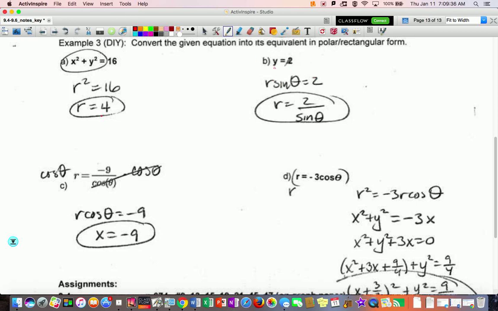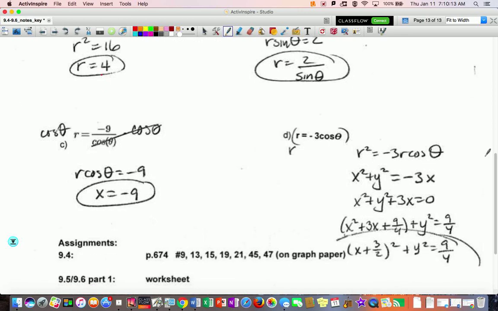So this is a horizontal line. Should just be a horizontal line at 2. Type that in and you're going to get the same thing. All right, so this one produces a vertical line. So you can type that into polar mode and see that. Now, when you multiply both sides by cosine, you get r cosine of theta. That replaces with the x, and you just have x is negative 9. So the nice vertical line going up and down.